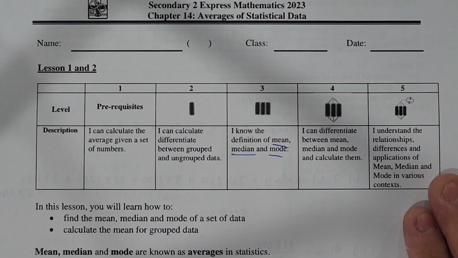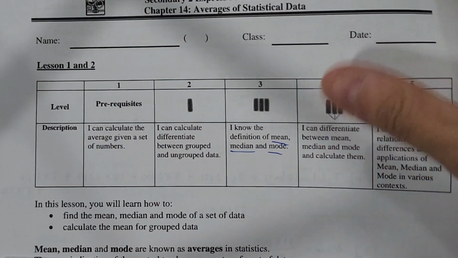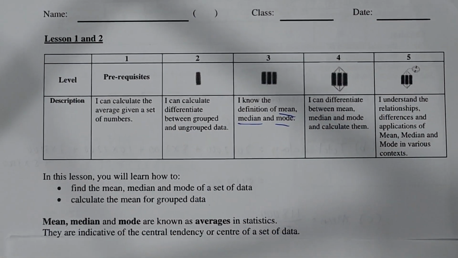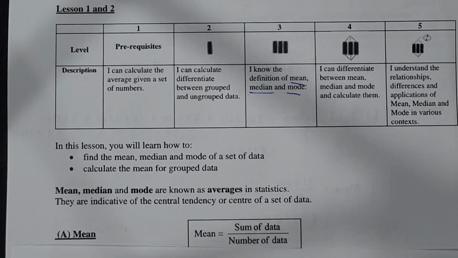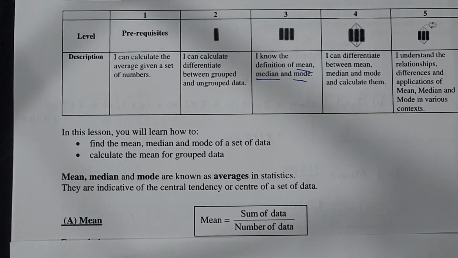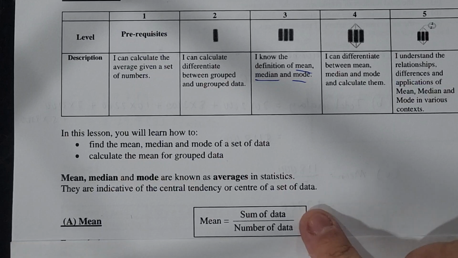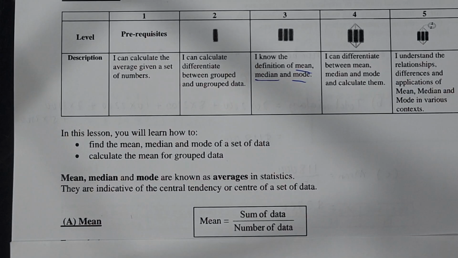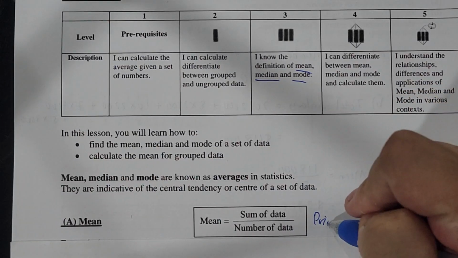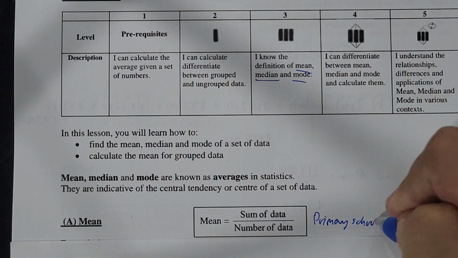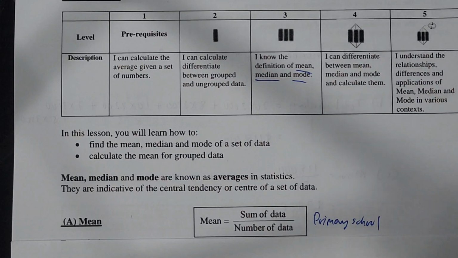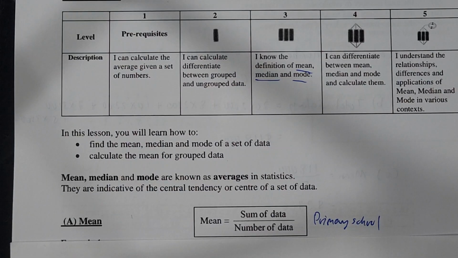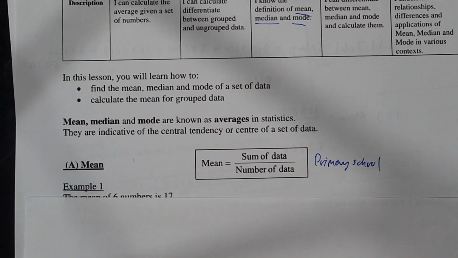The first lesson for this series is about calculating the mean. So what is the mean? Mean is basically the sum of data over the number of data. To put it simply, it is what you learned in primary school. The average that we find in primary school, we now call the mean. We no longer call it the average, we call it the mean. So, your notes, first page.